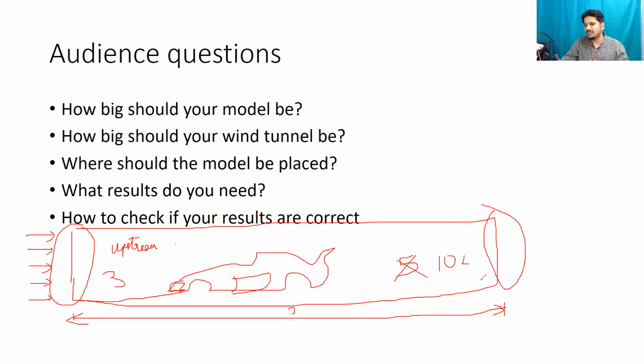Why is that? Why does 10 times seem really excessive? If your car is like 2 meters long, 20 meters on the downstream seems like such a big domain. Why do people do this? Well, it depends on the size of your wake. So what is a wake region? Wake basically refers to the low pressure region where, once flow separates, you'll have really low pressure. And because of this low pressure, you will have flow recirculation.